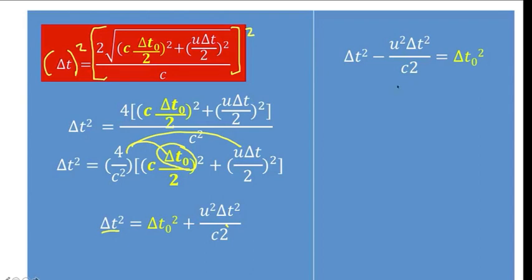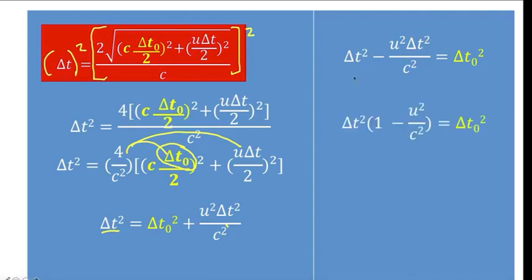This is c to the second power. Now, notice that we have here a common factor, delta t squared and delta t squared here. We can factor out that common factor. And so factoring out delta t squared, we have delta t squared times, delta t squared divided by delta t squared is 1. This expression divided by delta t squared will result to u squared over c squared equals delta t sub 0 squared. And then solving now for delta t squared, we now have this expression over this factor, 1 minus u squared over c squared.